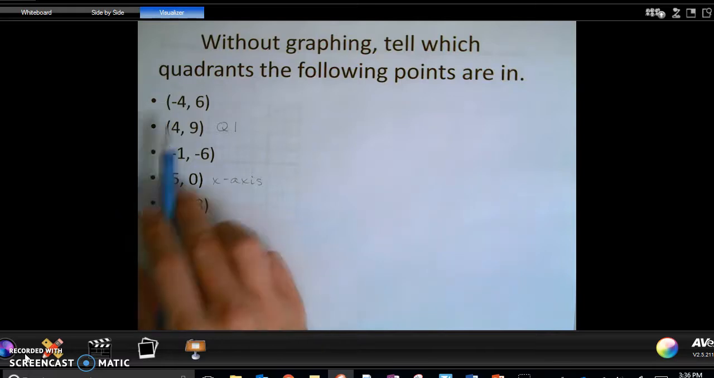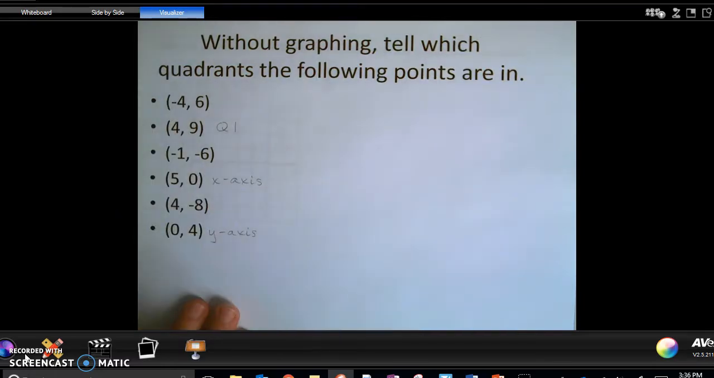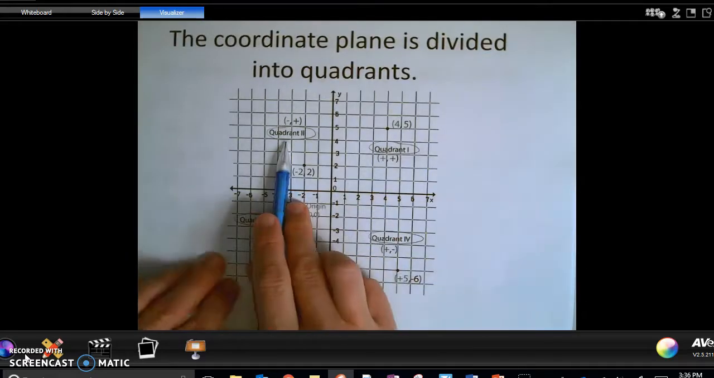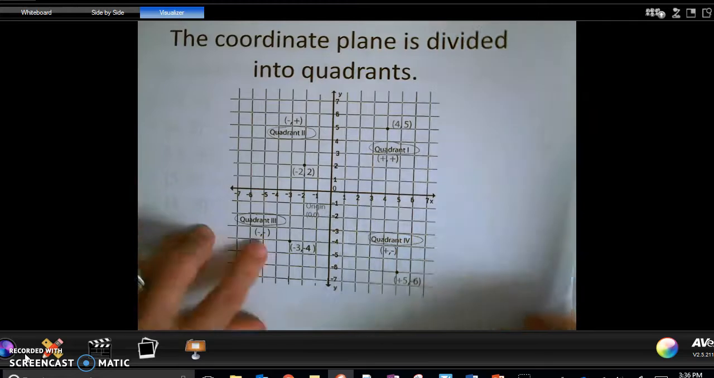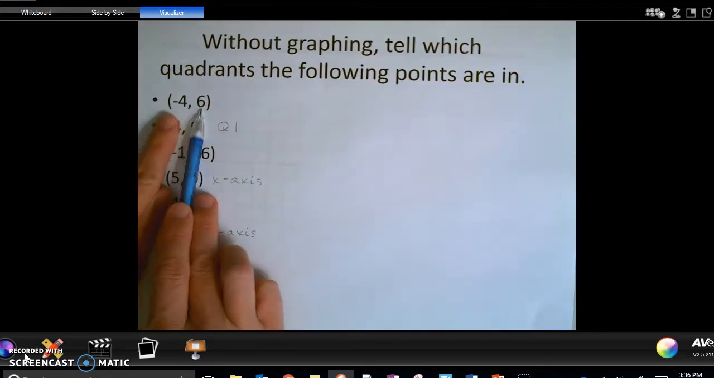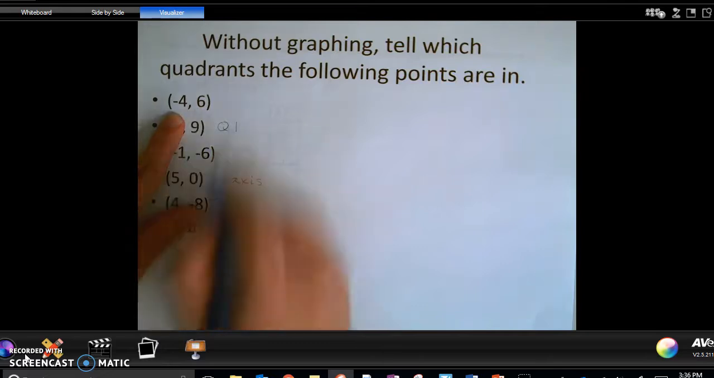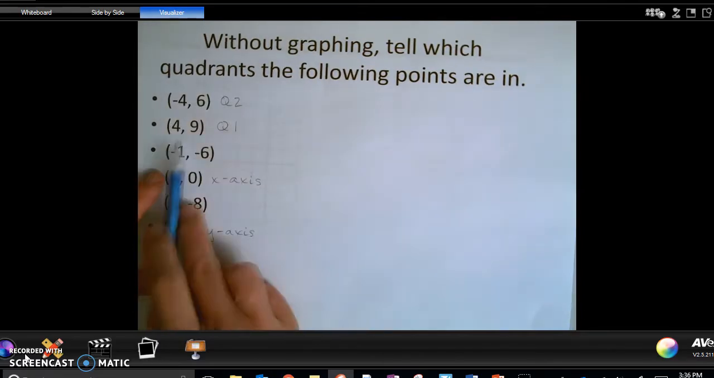So let's look through quadrant 2. Moving counterclockwise around my coordinate plane, we said in quadrant 2 we'll have a negative x value and a positive y value. So let's look for points with a negative x value and a positive y value. So -4, 6 would be an excellent example of a point in quadrant 2.